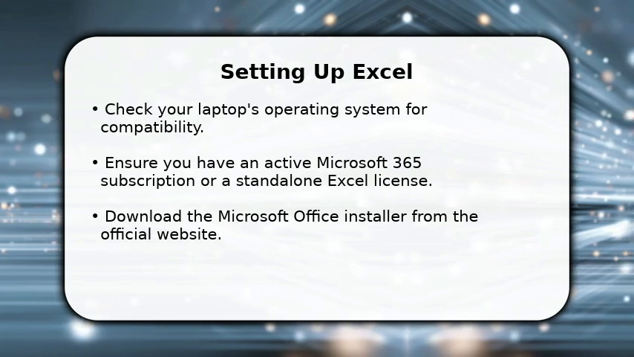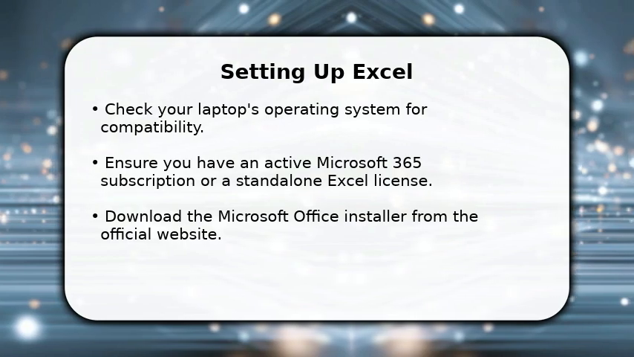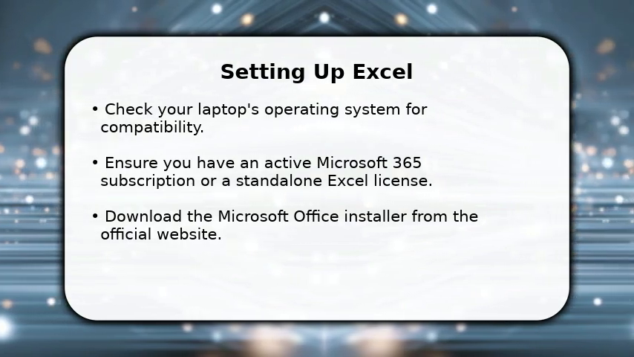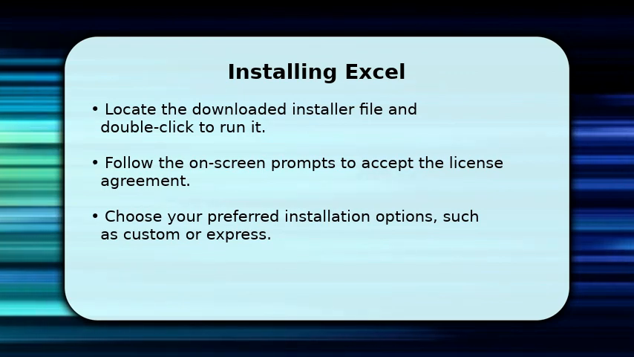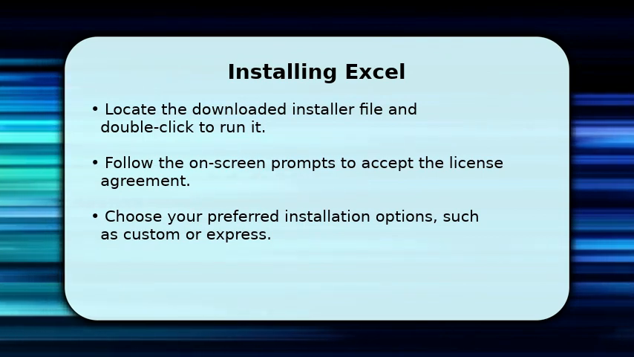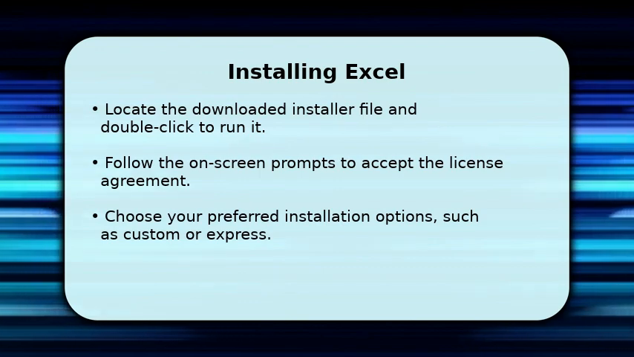Finally, download the official Microsoft Office installer, packaged directly from Microsoft's website, to begin the process. Once downloaded, find the installer file, usually in your Downloads folder, and double-click it. The setup wizard will guide you through. Accept the license terms and conditions to proceed. You can select a quick installation for default settings or a custom installation to choose specific components. The installation typically takes a few minutes, depending on your laptop's speed and internet connection.